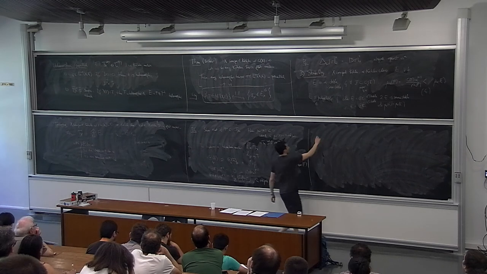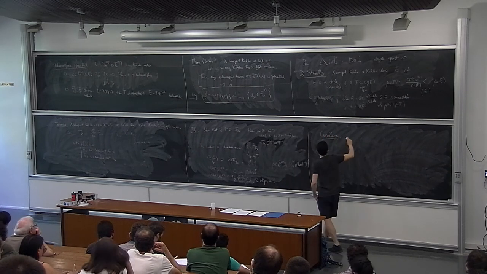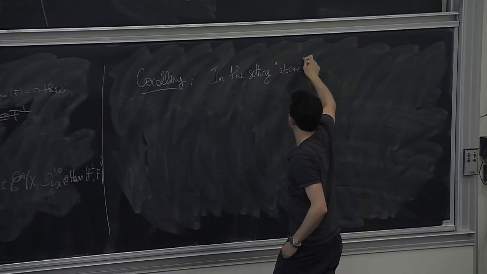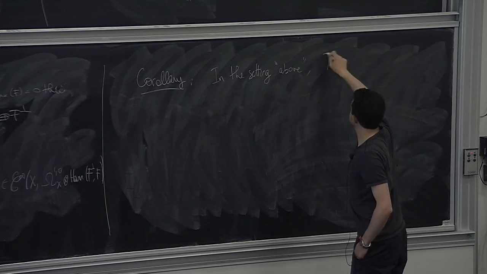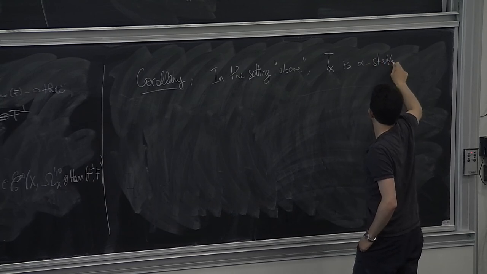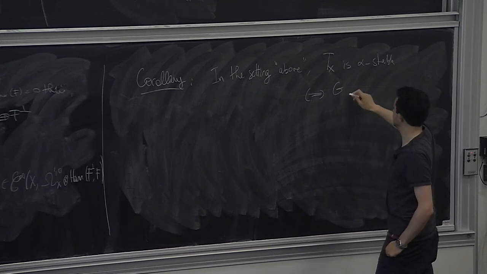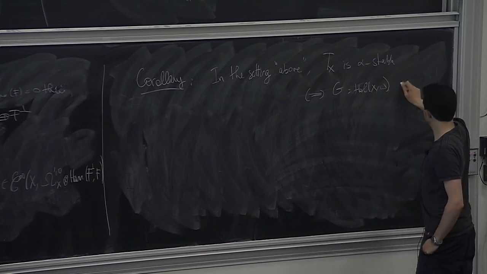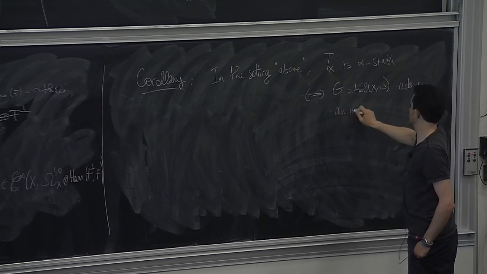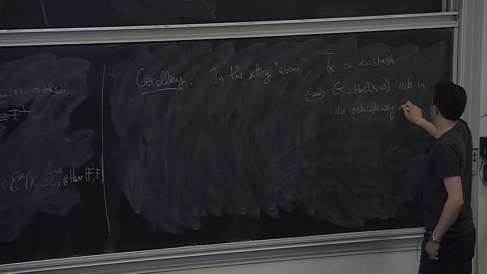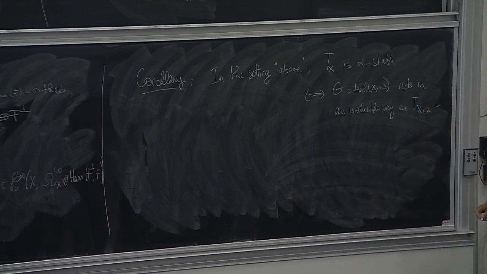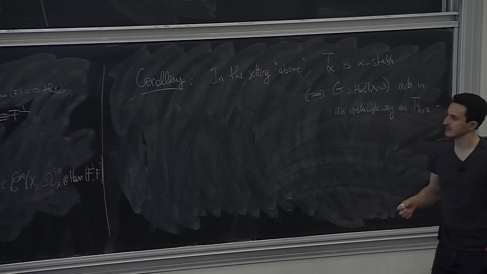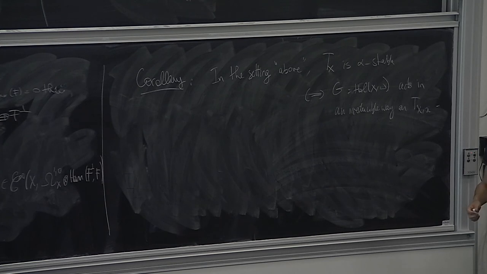Okay, so the corollary that I want to get to is that in that setting, Tx is alpha-stable if and only if the holonomy group is irreducible, that is, the holonomy representation acts in an irreducible way on Tx,x. So this gives you a metric interpretation of stability for Tx, and that's very useful, and that will be an important point in what follows.